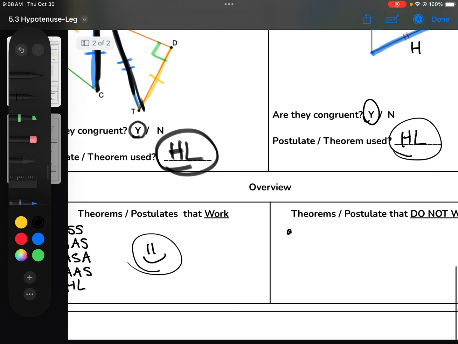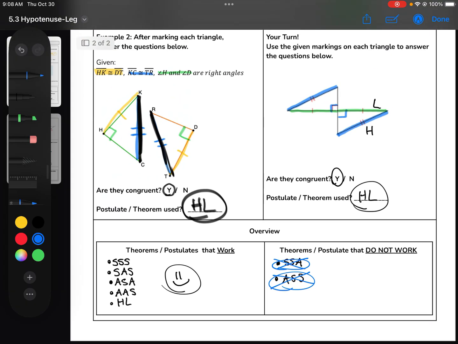Theorems that do not work. We do not ever see these two theorems in geometry. They do not work, okay? And also, you never see this, okay? Those are your notes.